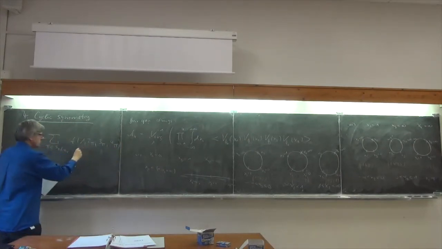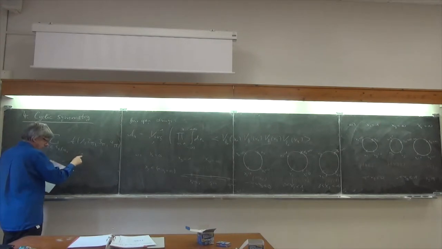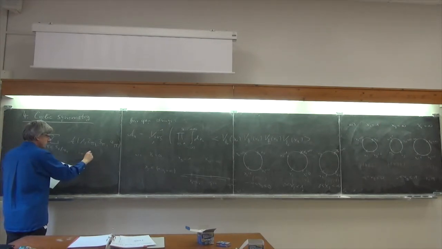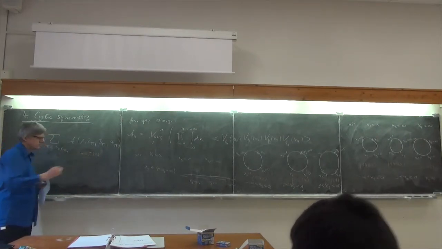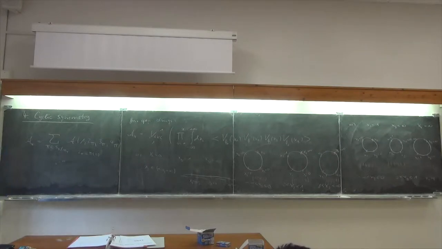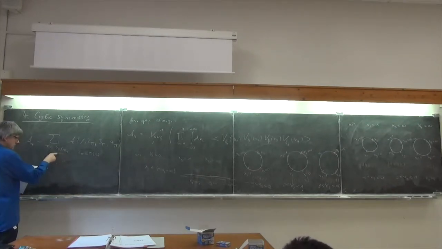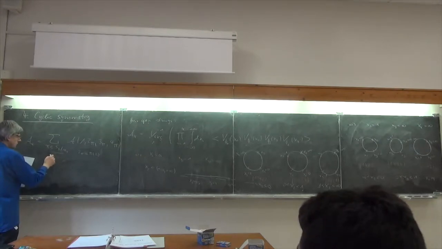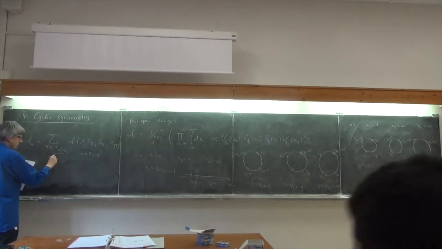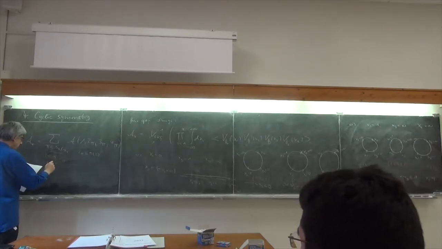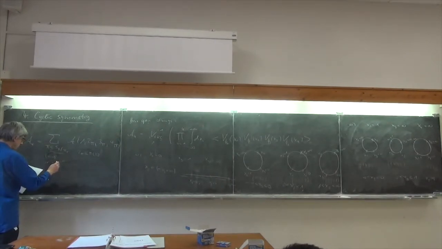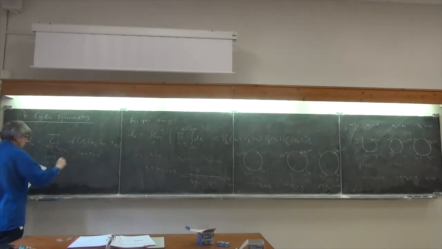So this notation, this sigma with this index, means the permutation acting on this index. And this is my definition. So this is 6-dimensional, so it's 4 minus 1 factorial. We have 6 independent cyclic orderings, which are also shown here.